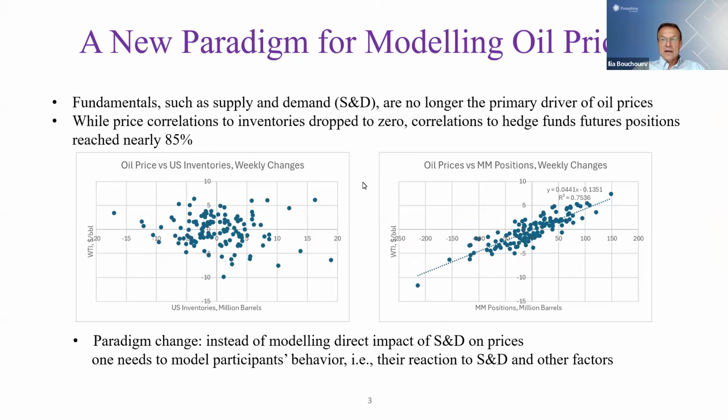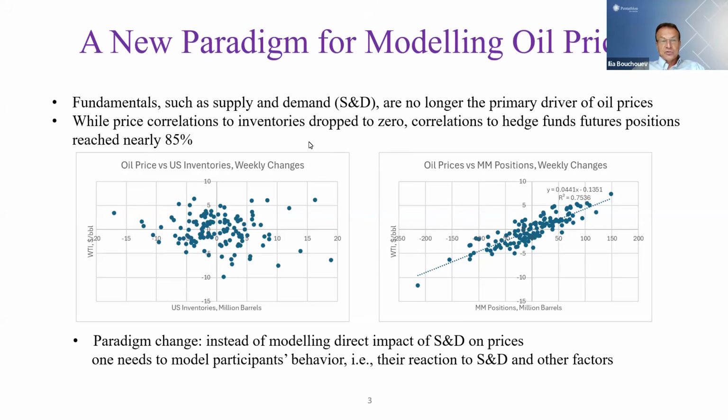Because, as you could see in the previous slide, the physical trading volumes are so small now relative to financial volumes, you can no longer explain the behavior of oil prices in the traditional manner using fundamentals. The traditional theory of storage, give or take, basically says that oil prices or futures spreads are negatively correlated to inventories. When inventories are low, prices are high. When inventories are high, prices are low.